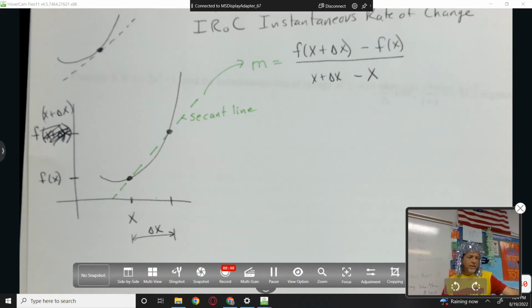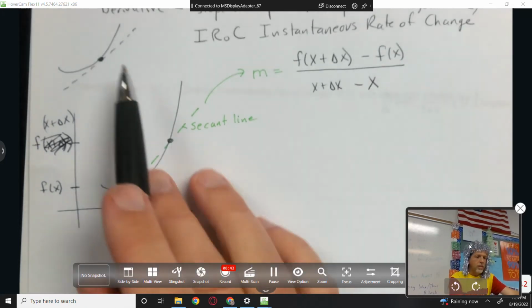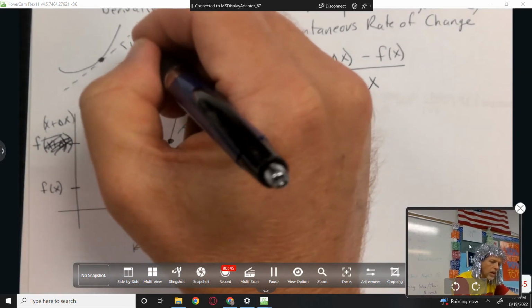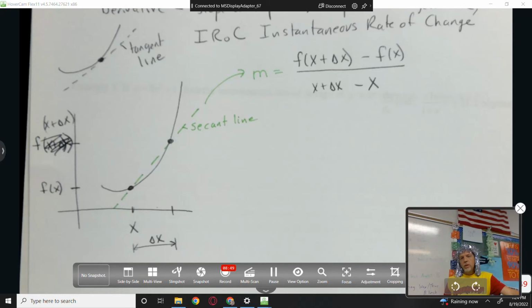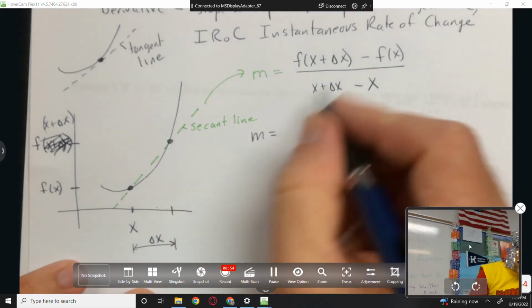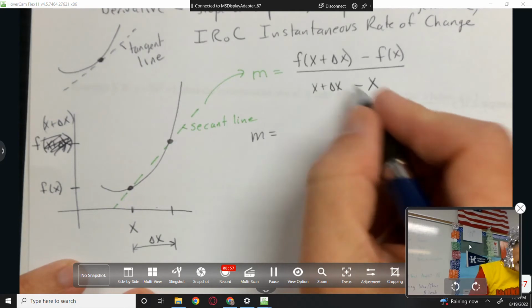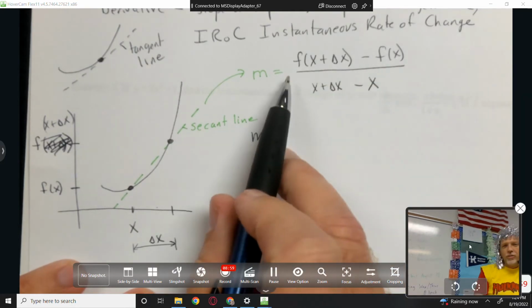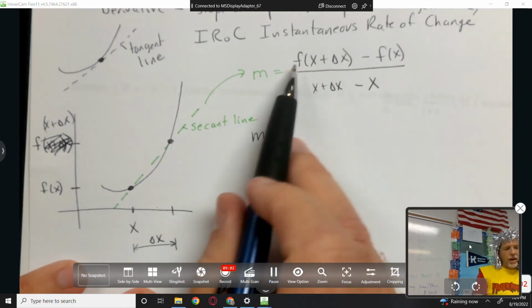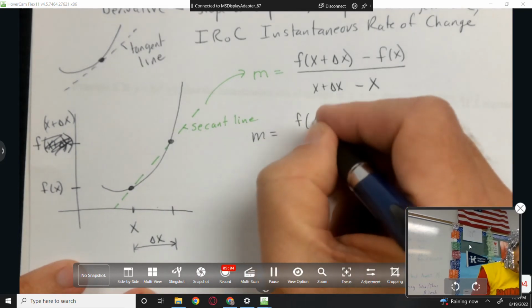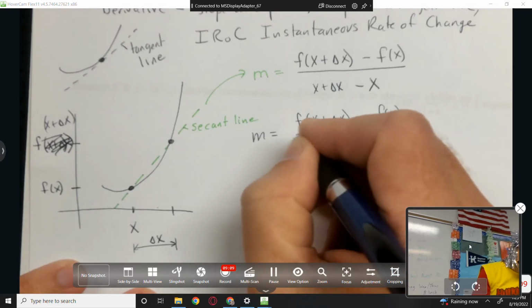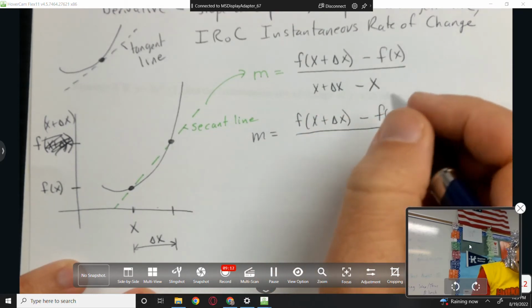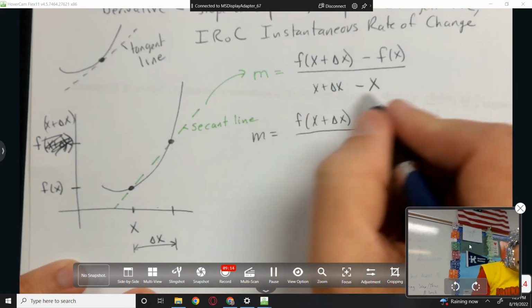Tangent line's what we want, because that's what this is. That's a tangent line, and that's what we want to find the slope of. But right now, the best we can do is this secant line. We can clean up the denominator. I can't really do anything with the numerator because I can't distribute that f. I don't know what f is, so I probably can't just distribute it. I'm just going to leave it as f of x plus delta x minus f of x all over, let's see, delta x.